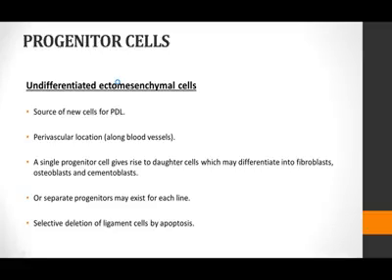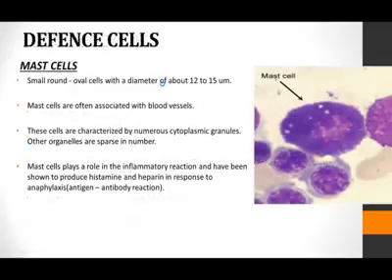There is also selective deletion of the cells of the ligament happening by apoptosis within the periodontal ligament, to maintain the balance between newly forming cells and the old cells. The next type of cells that we have within the PDL space are the defense cells, and we're going to talk about the defense cells in the next lecture. In the next lecture, we're also going to talk about the fiber system of the periodontal ligament.